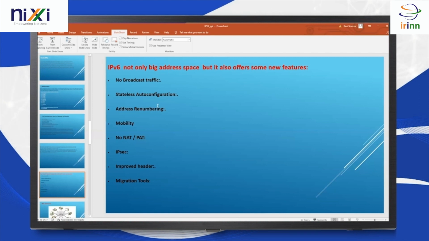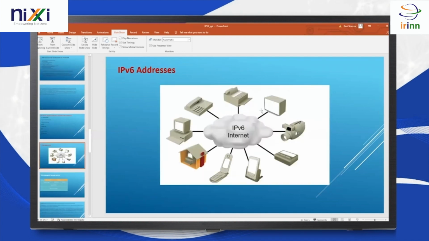as a stateless configuration. We can go for mobility, using the same IP address even when we are changing to a different location. No NAT or PAT is required. We have inbuilt IPsec, improved header and migration tools. If we are already using IPv4 addresses in our network and want to connect another link with IPv6, we have to go with the migration tools. So here you can see IPv6 addresses connected worldwide, with all kinds of devices like your mobile, your laptop, your cameras, your surveillance devices, websites.